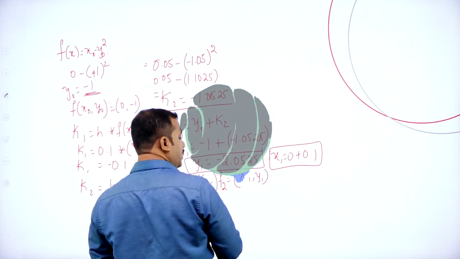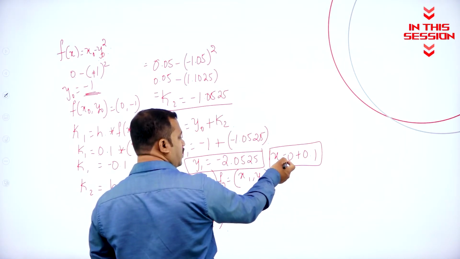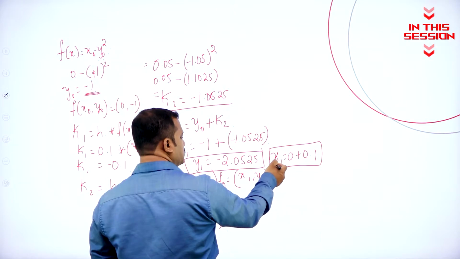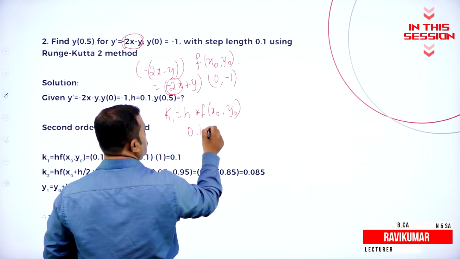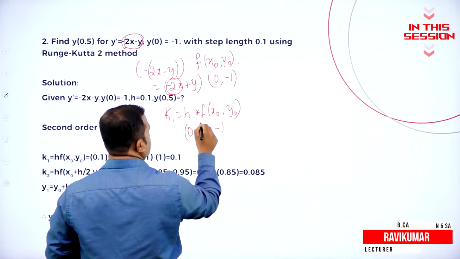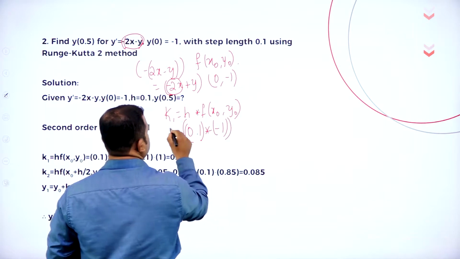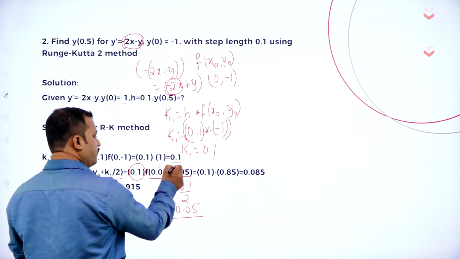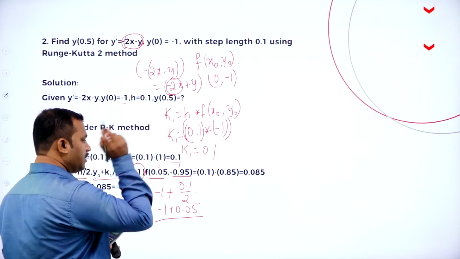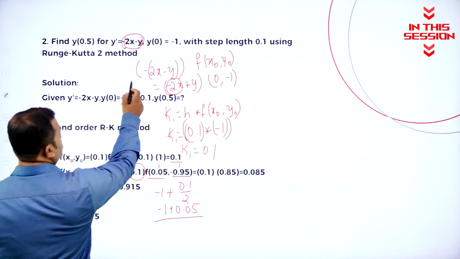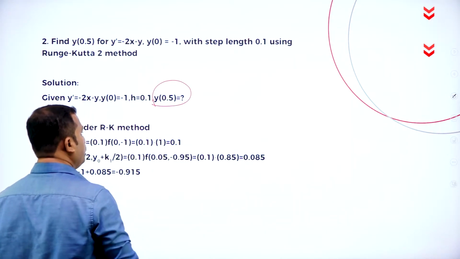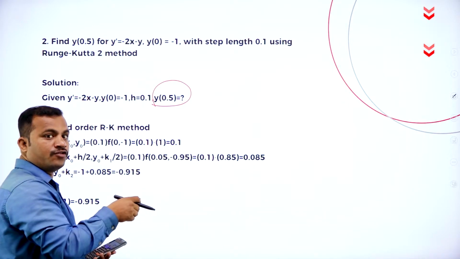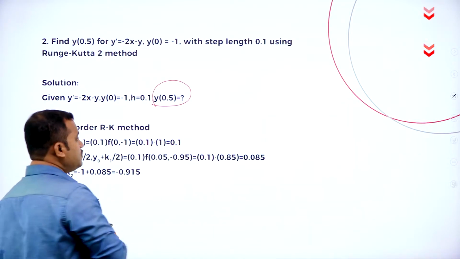How can I find out the value of x1 and y1? As I have already obtained in the previous step, x1 is equal to 0.1. What is x0 comma y0? It is minus 1. So 0.1 into minus 1. That is the functionality of this. So let me substitute this 0.05 and minus 0.95 into that equation. What is that equation? This equation. How can I find out the value of y of 0.5? By using the value of 0.4. How can I find out the value of 0.4?